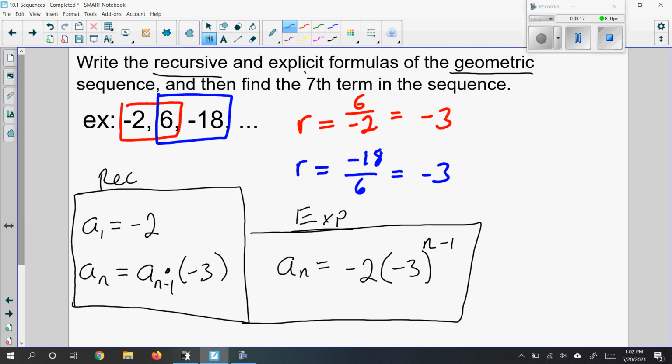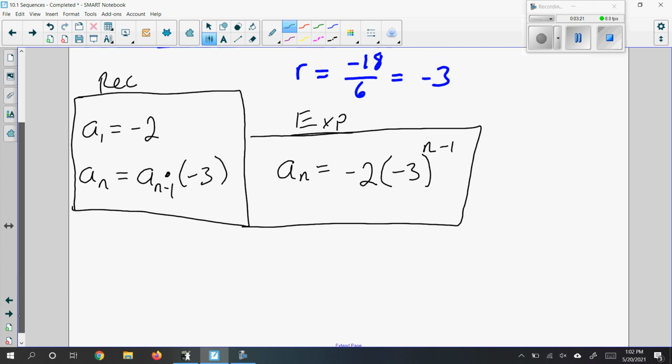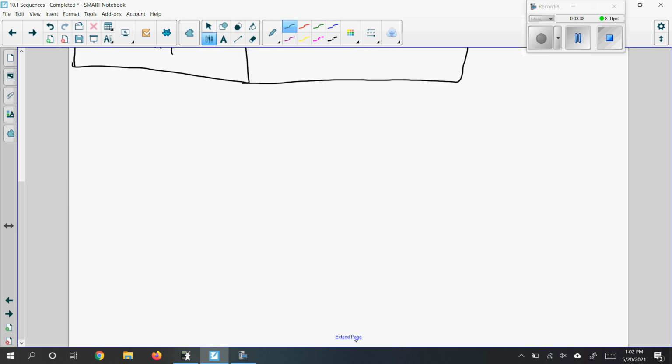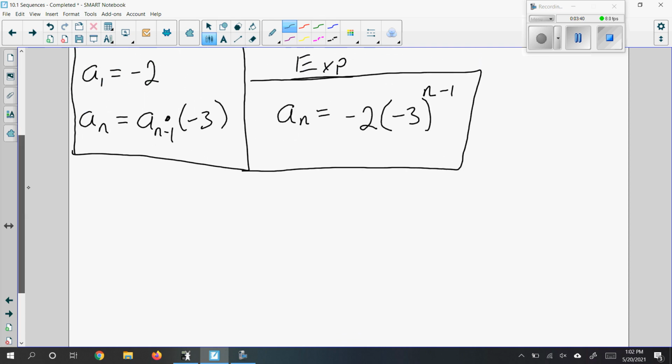So we're asked now to find the seventh term in the sequence. If we want to use the recursive formula, we will have to find the second, third, fourth, fifth, and sixth terms first. Then we can find the seventh term. The explicit formula is a function of n, so we can easily find the seventh term in the sequence. So let's use the explicit formula.